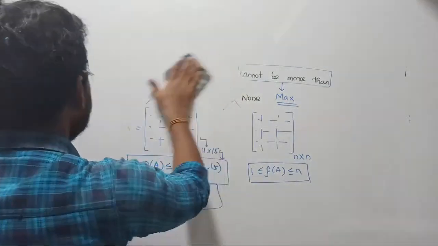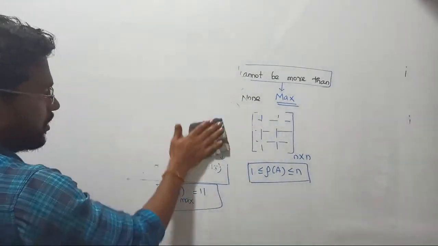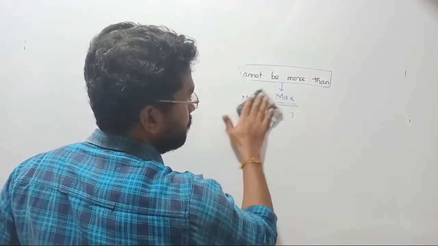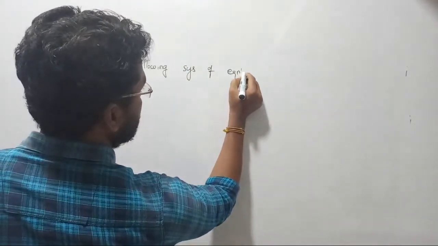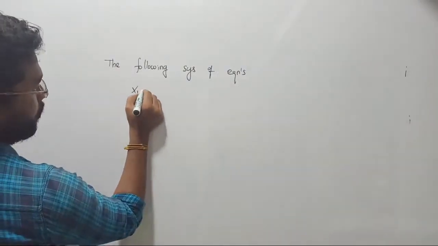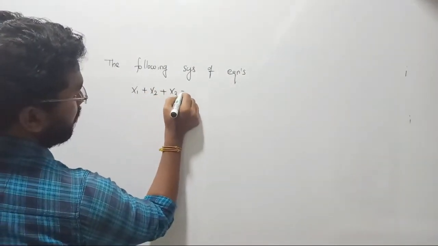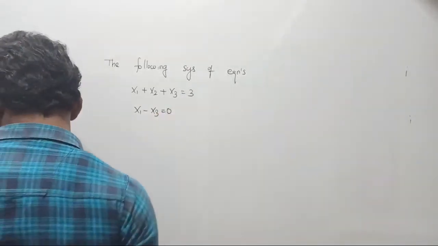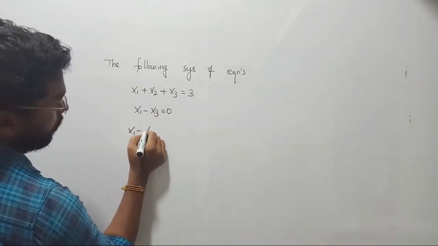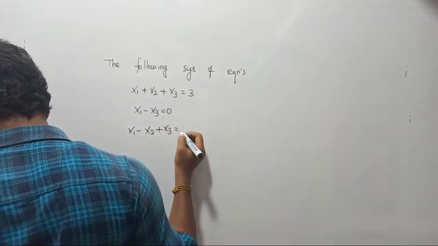Write the question. The following system of equations: x1 plus x2 plus x3 equal to 3; second one, x1 minus x3 equal to 0; third one, x1 minus x2 plus x3 equal to 1.